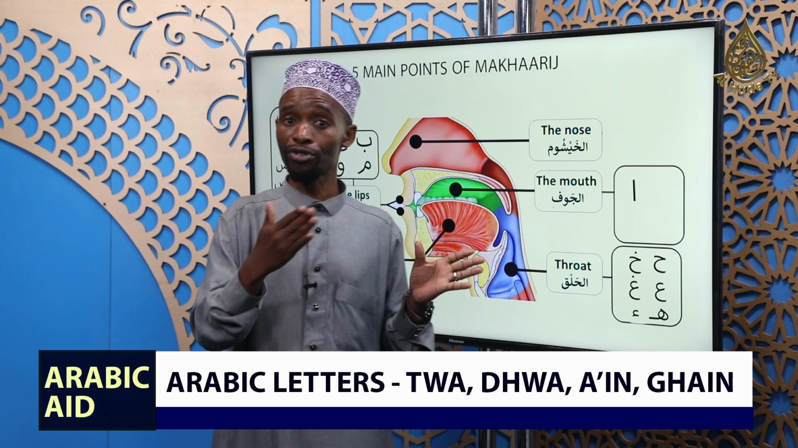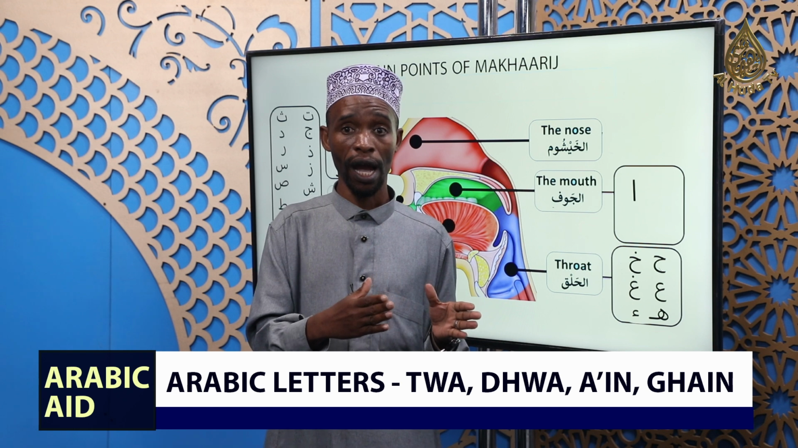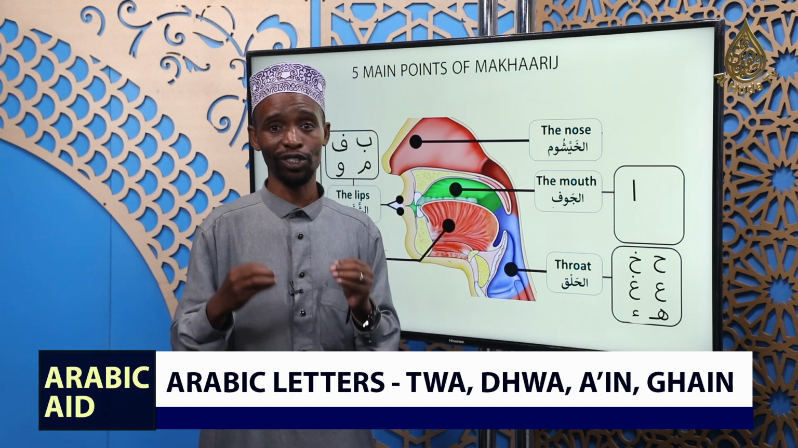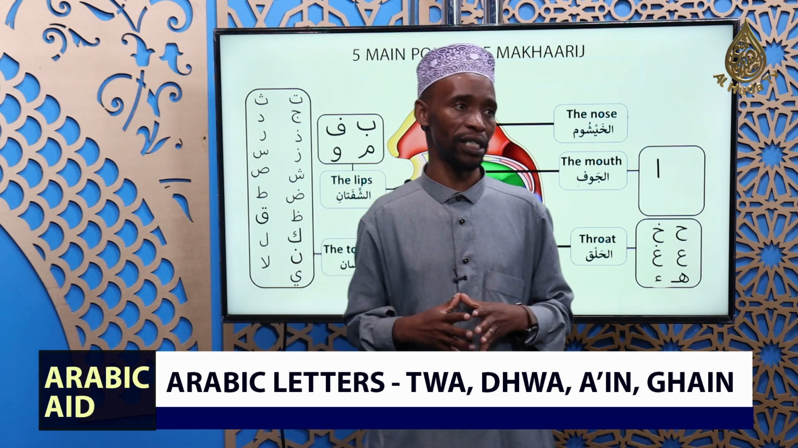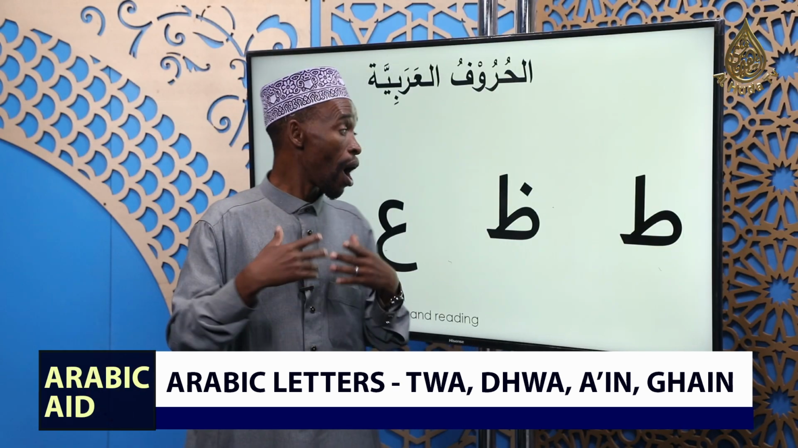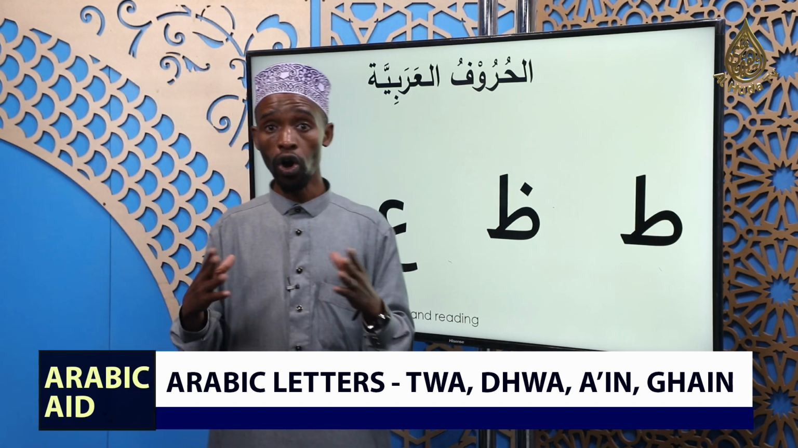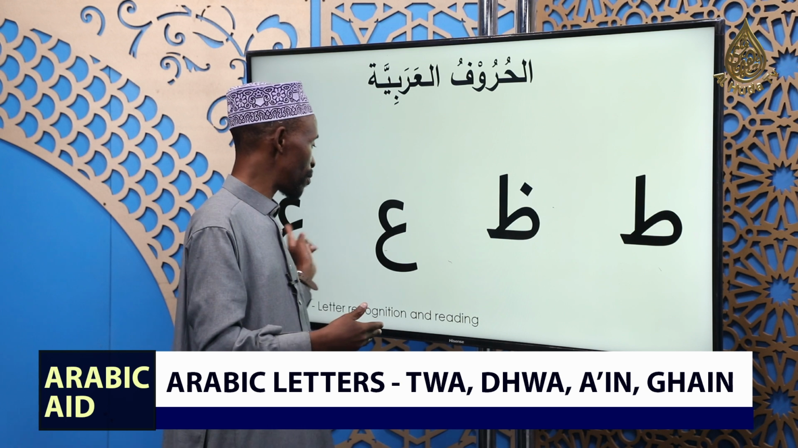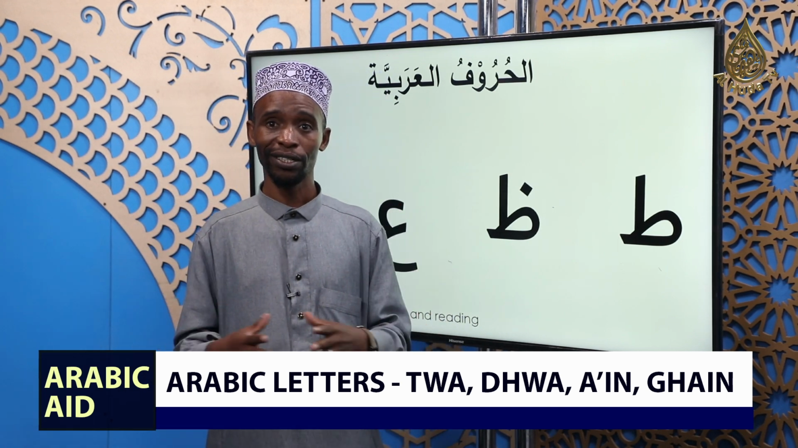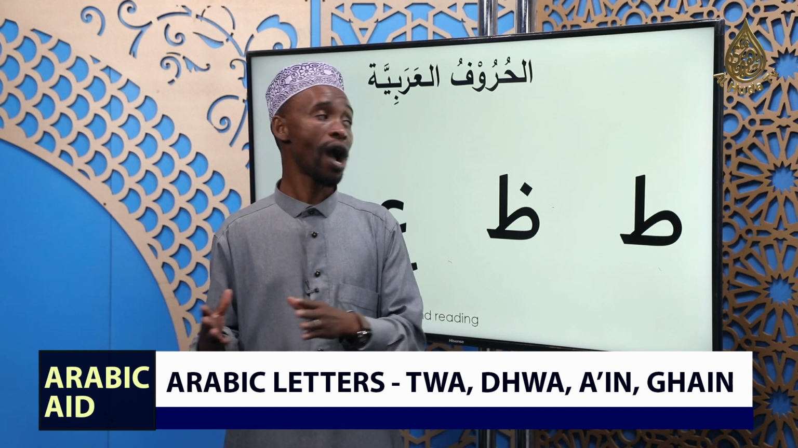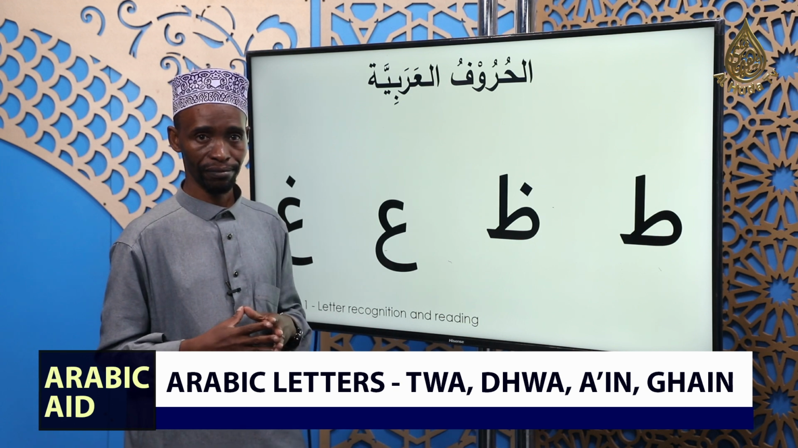Ain and the other throat letters are not common sounds in English and Kiswahili, and so you should practice them as often as possible for proper and accurate pronunciation. Ain is followed by Ghain, which is also of similar shape as Ain. As always, to tell them apart, Ghain has a dot on top of it.